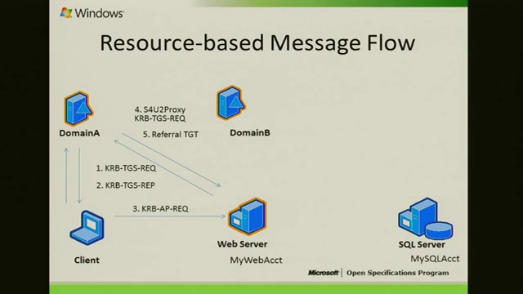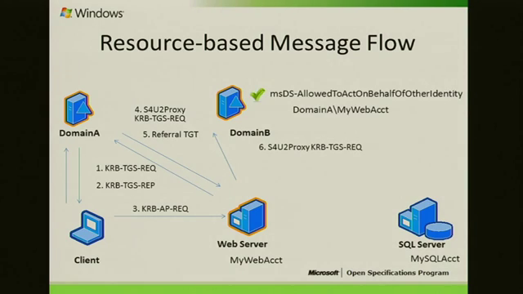This now says, okay, great, I need a referral TGT, so that means I'm going to go to Domain B. So I basically have an S4U2Proxy request for this guy with this. Since Domain B understands the new thing, it's going to check the new attribute. If the account for that web server is in the attribute for this account, it's going to go ahead and issue a service ticket. Since that's true, I get my reply via proxy, and now I can do a normal request.